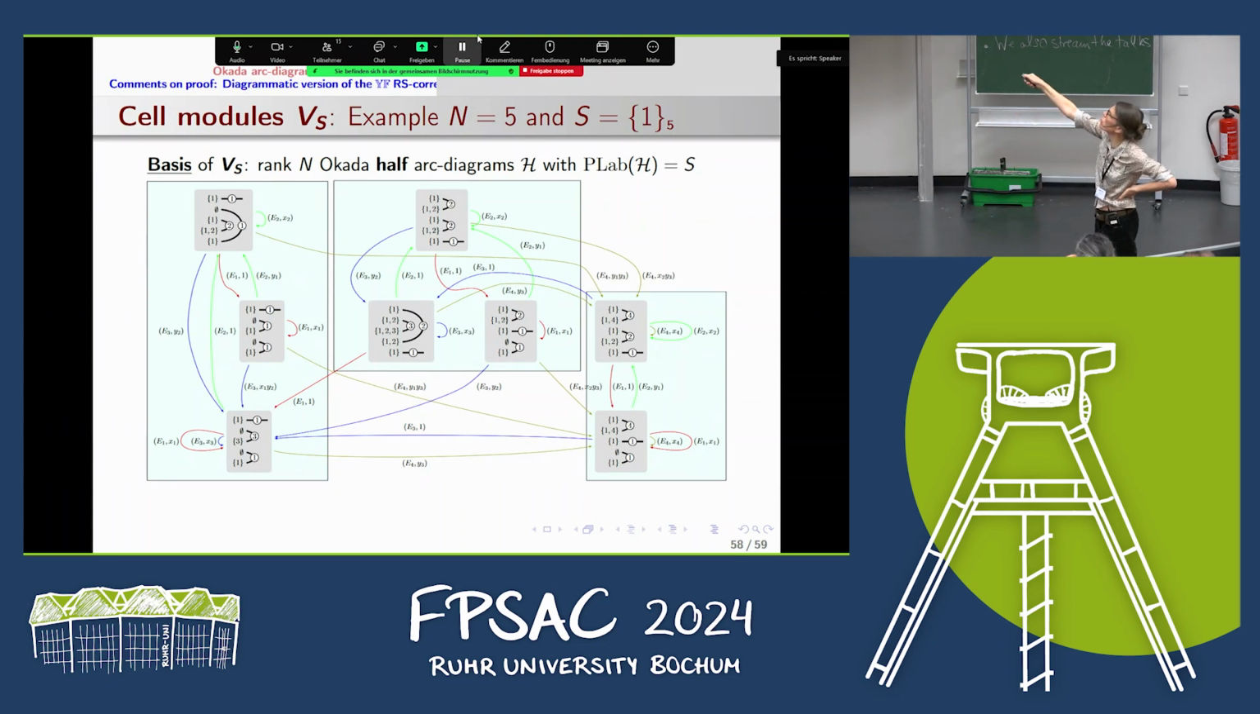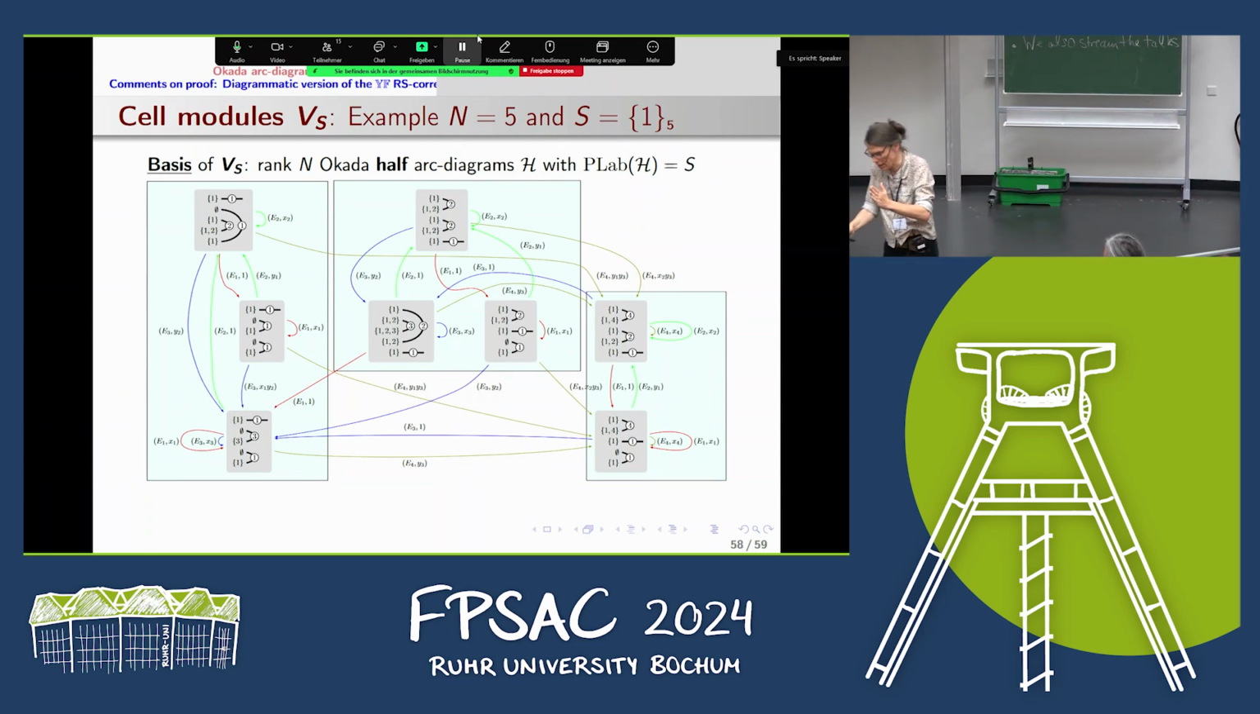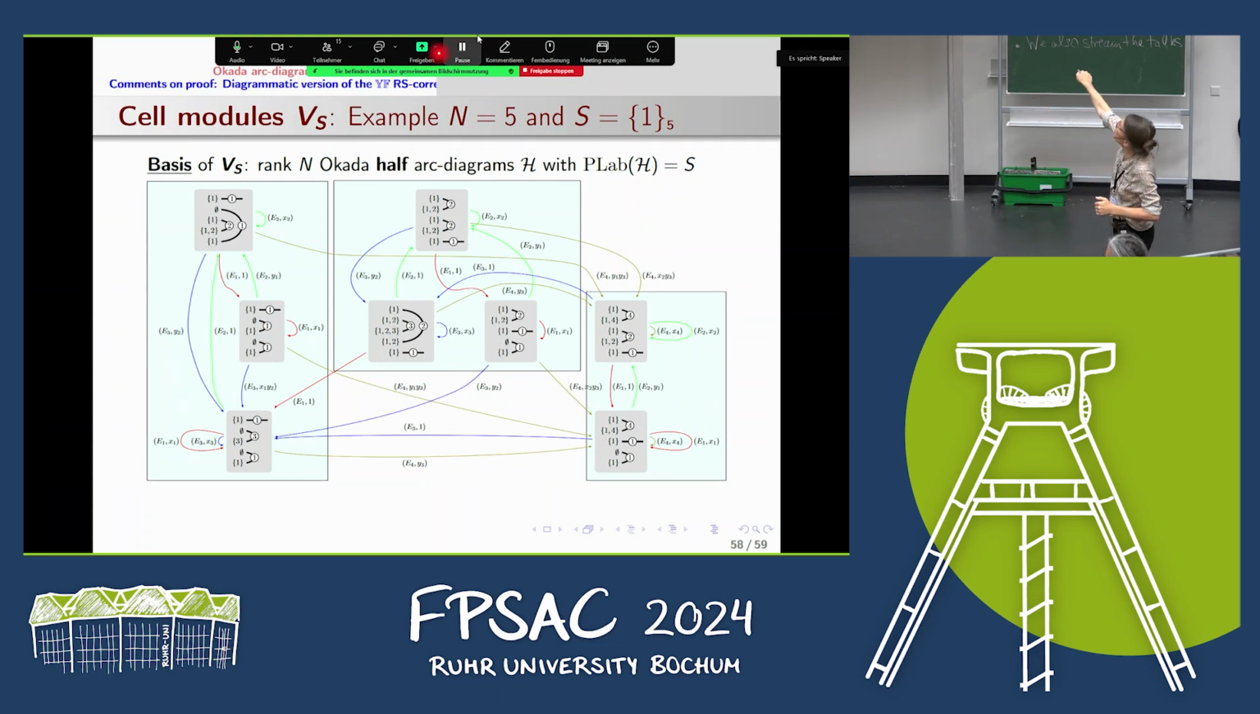So for example, given a Fibonacci set S, I want to look at, say, the irreducible representation Vs, and we can realize it as the span of what are called half diagrams. So Okada half diagrams. These are just basically taking an Okada arc diagram and just cutting it in half. Here, I've just done an example of rank 5, where S is 1 sub 5. There are 8 half diagrams in this case, corresponding to the 8 saturated chains that travel up to this point in the Young-Fibonacci lattice.